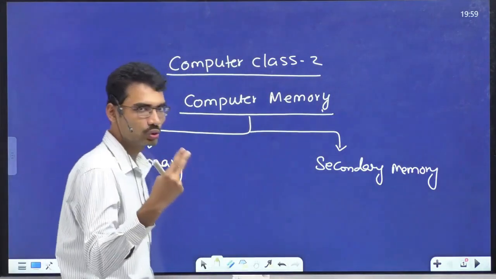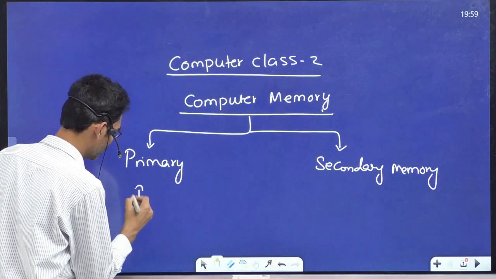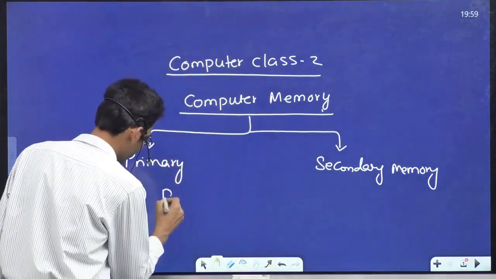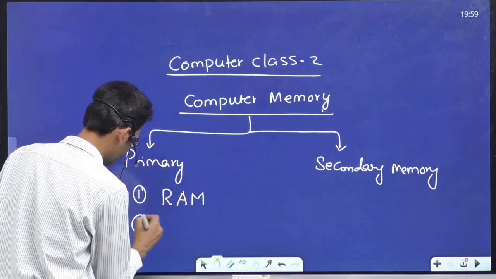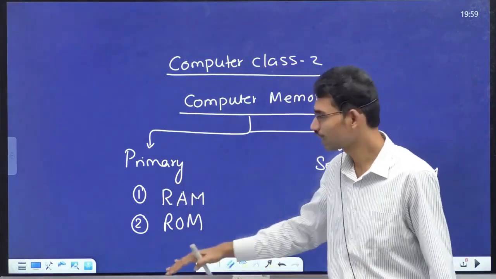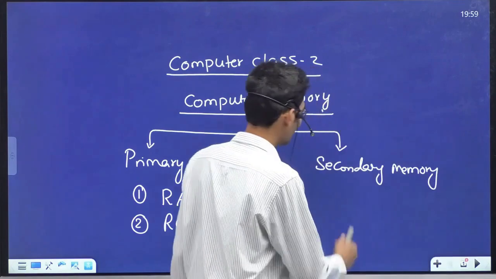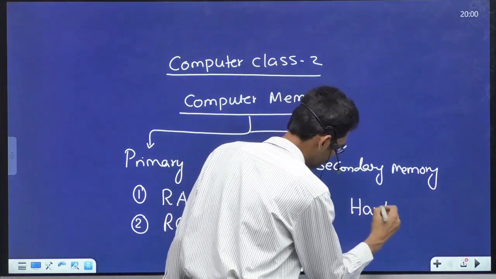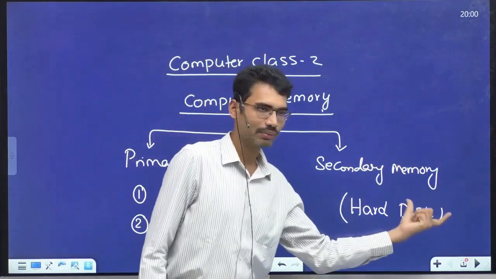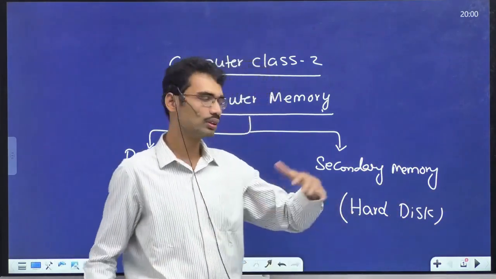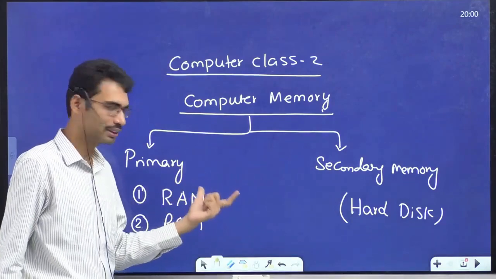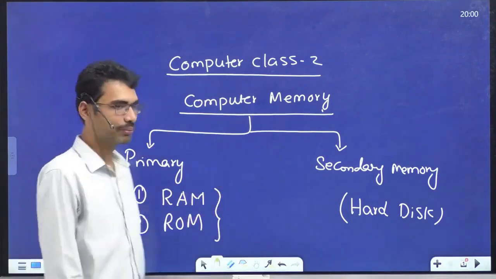In primary memory, two parts are there. Now, from here onwards, you will find important questions also, mostly the abbreviations of these memory units. First one is random access memory. Second one, read-only memory. These are the two important primary memory units. And when it comes to secondary memory, generally hard disk. Hard disk is an example of secondary memory. It can be connected, it can be removed. Still, your computer will perform with the basic instructions. These fundamental instructions and basic instructions are there in random access memory and read-only memory.